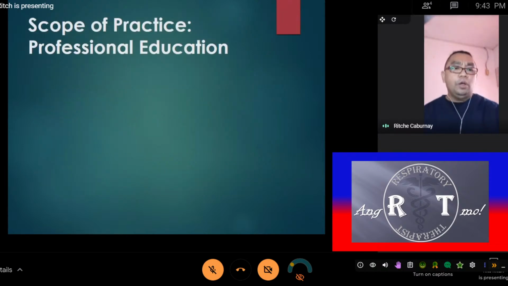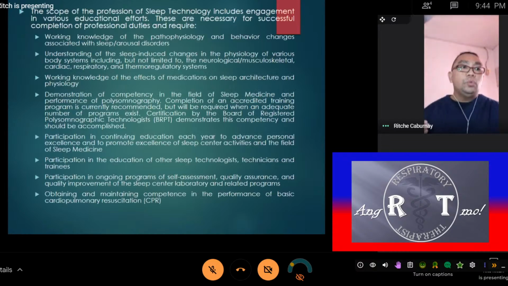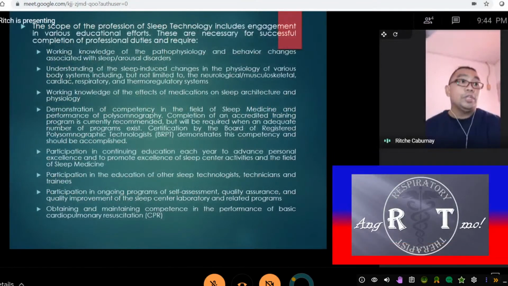Now, in terms of professional education, of course, you need to at least be aware or have a knowledge of the pathophysiology and behavior changes associated with sleep and arousal disorders, and an understanding of the sleep-induced changes in the physiology of various body systems, including but not limited to the neurological or musculoskeletal disorders or cardiac, respiratory, and thermoregulatory systems.